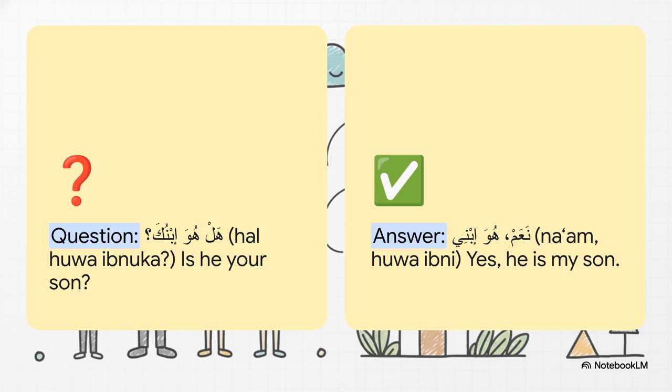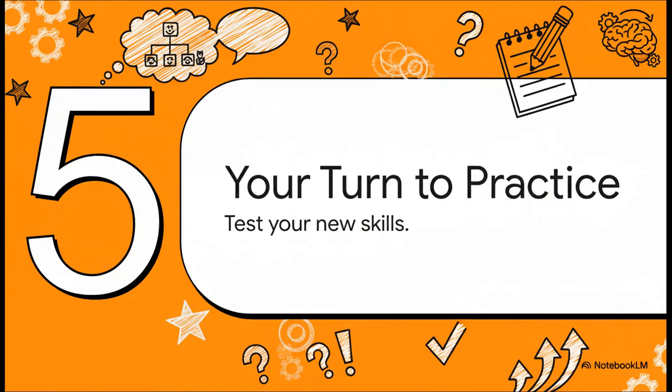Let's level up a bit with a yes or no question. What if someone asks you, Hel huwa ibnuka? That means, is he your son? Notice that ka on the end, your son. And you can answer, Nam huwa ibni. Yes, he is my son. Now we're using both suffixes. This is a full conversation, asking and answering. It's all coming together.